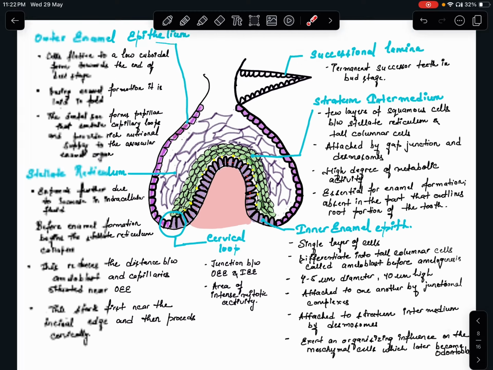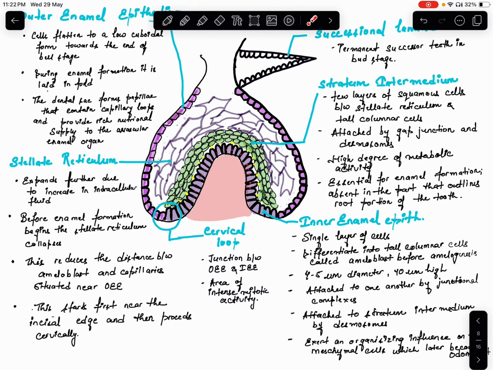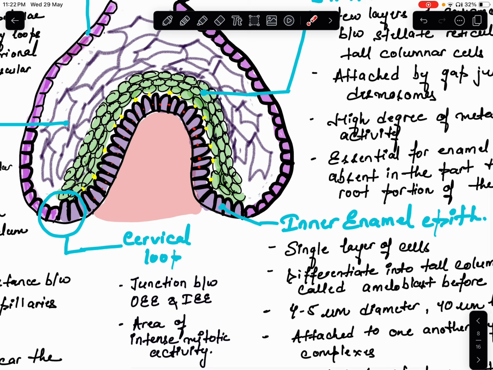So I'll explain this. What will happen is that these inner enamel epithelium cells, okay, they will form ameloblast, and let's just say that this has formed. Now this is an ameloblast. What this ameloblast will do, it will lay an organizing influence over this dental papilla. And what will the organizing influence do? It will cause the cell of the dental papilla to differentiate into an odontoblast.